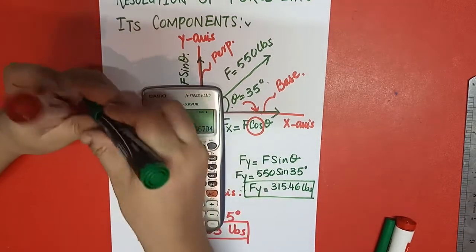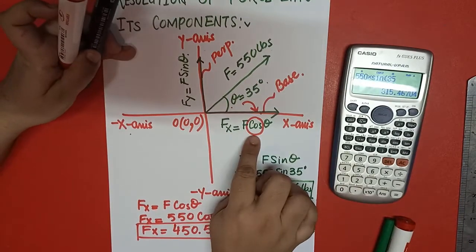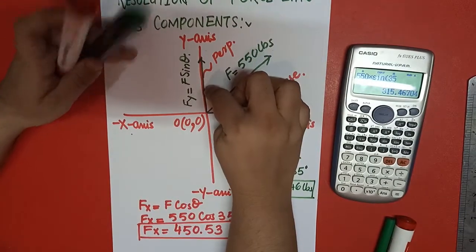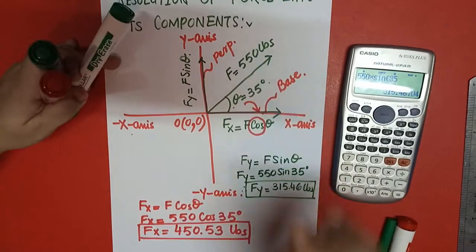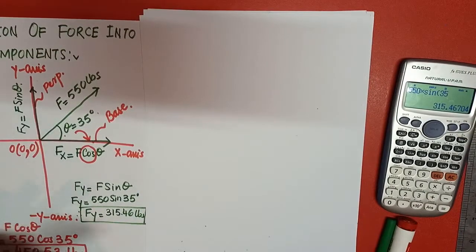These are the two components of this force. One is Fx equals F cos theta, and the other one is Fy equals F sin theta. So now it is done. Next example is what? There is another example.